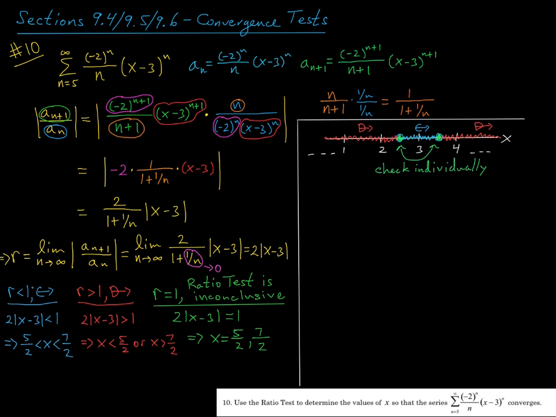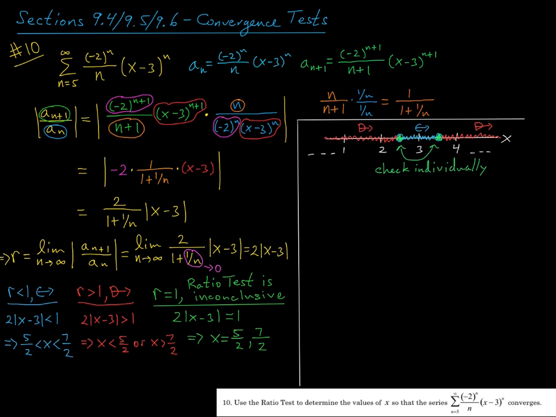Okay, we know that if this number r is strictly less than 1, the ratio test implies that this series converges. Okay, so that's equivalent to saying that if 2 times the absolute value of x minus 3 is strictly less than 1, or in other words, x is strictly greater than 5 halves and strictly less than 7 halves, then we know that this series converges. And I've illustrated that on this number line over here.